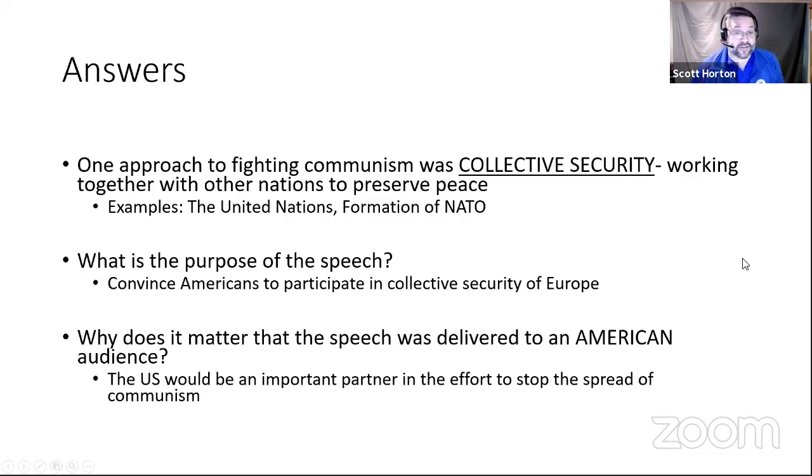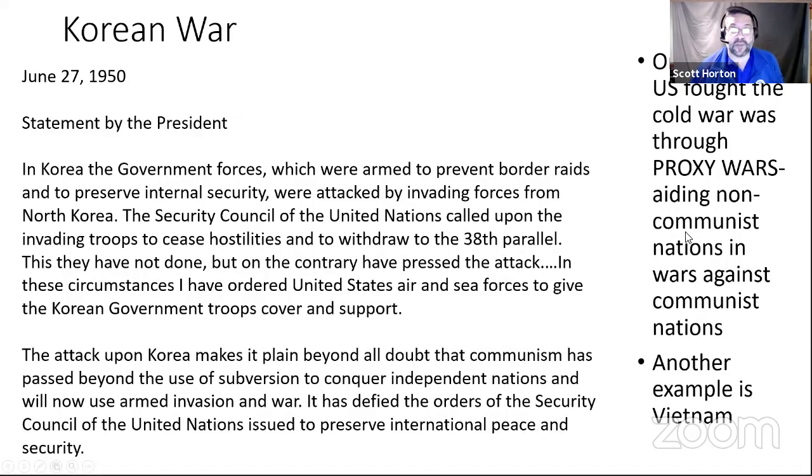Kind of getting into audience there a little bit at the end, and audience and purpose sometimes are very closely related to one another. Another way that the United States fought the war, as I mentioned before, is through proxy wars, aiding non-communist nations against wars against communist nations, and Korea is a great example of that. Vietnam, which we'll get into in a little bit more detail the next time, next Monday, when we revisit that topic, is a really good example of that as well.